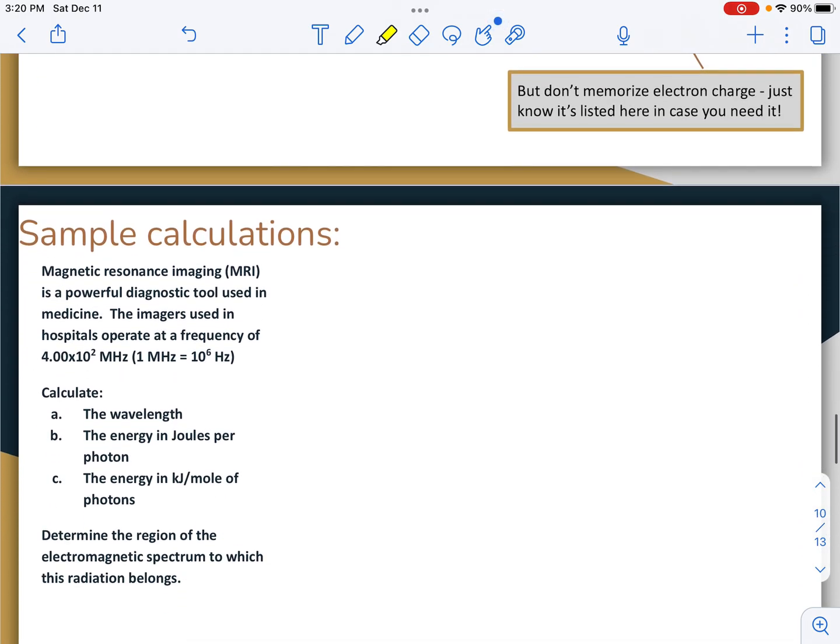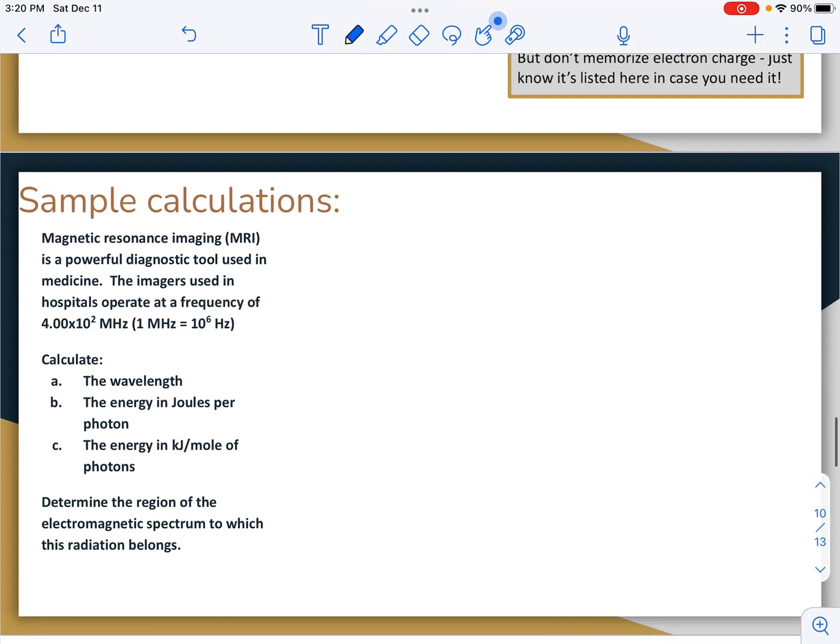So let's do a calculation, and we'll work this together. Magnetic resonance imaging, or MRIs, we're all pretty familiar with as a diagnostic tool, and many of us have had MRIs as part of diagnosis for medical conditions. These usually operate at what looks like a pretty high frequency, but it's actually 400 megahertz. This feels like a high frequency when you don't know what you're talking about, and we'll look at that. The calculations ask for wavelength and energy.